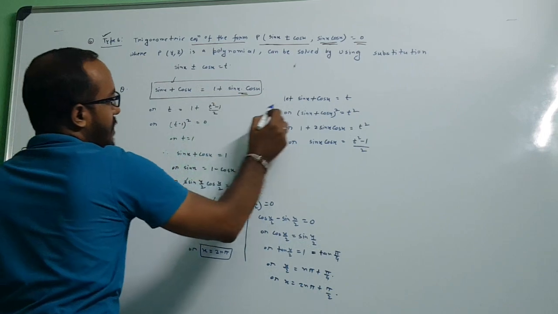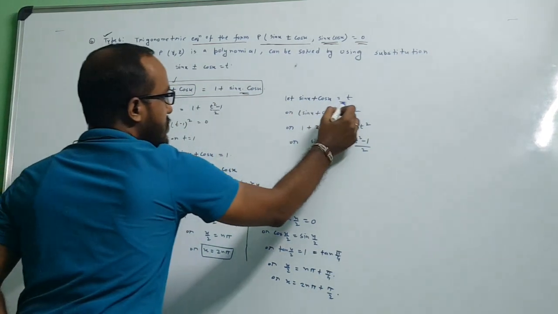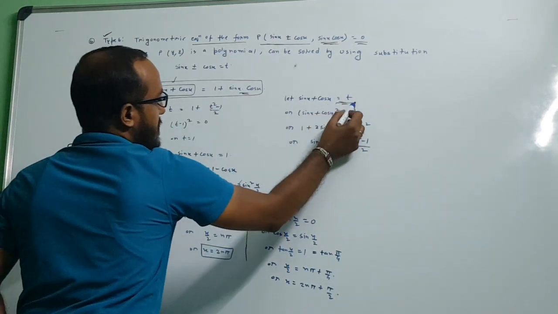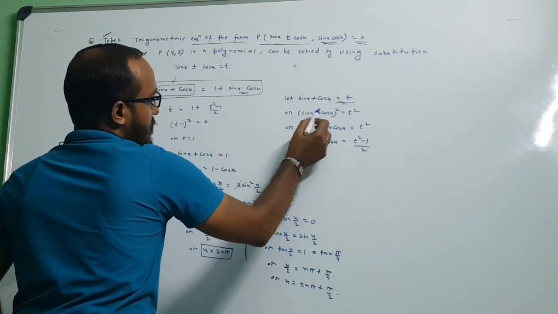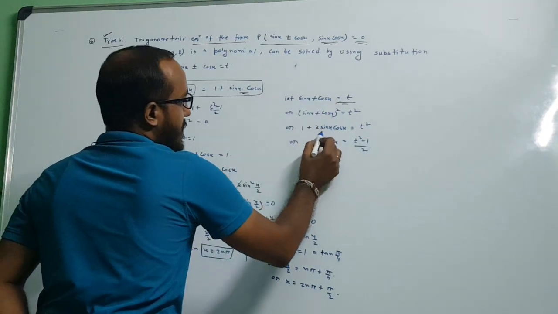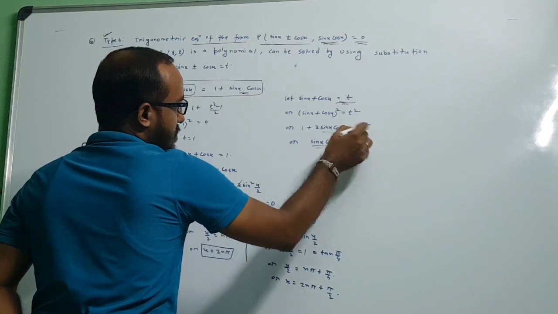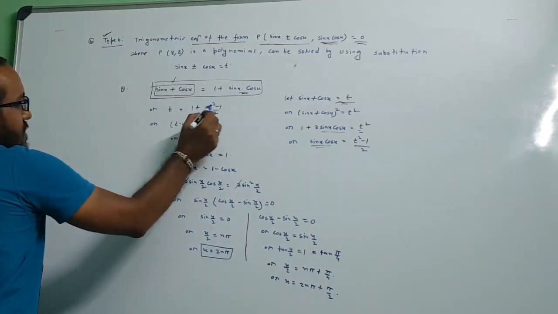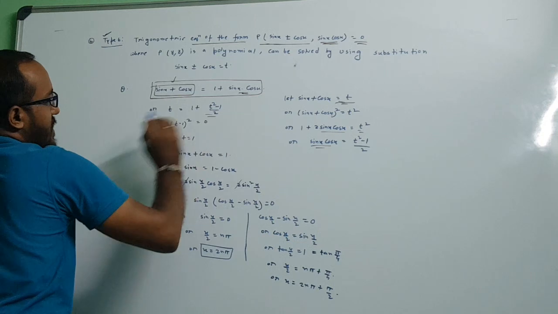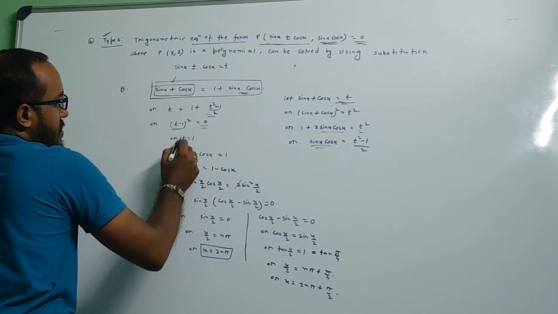So in this type of problem, what you have to take? You have to take sin x plus minus cos x equals t. So here sin x plus cos x equals t, square both the terms, a square plus b square plus 2ab, sin square x plus cos square x is 1. So 1 plus 2 sin x cos x equals t square. So here sin x cos x would be t square minus 1 by 2. So put the value, sin x cos x would be t square minus 1 by 2. Simplify, you will get t minus 1 whole square equals 0. So t equals 1.